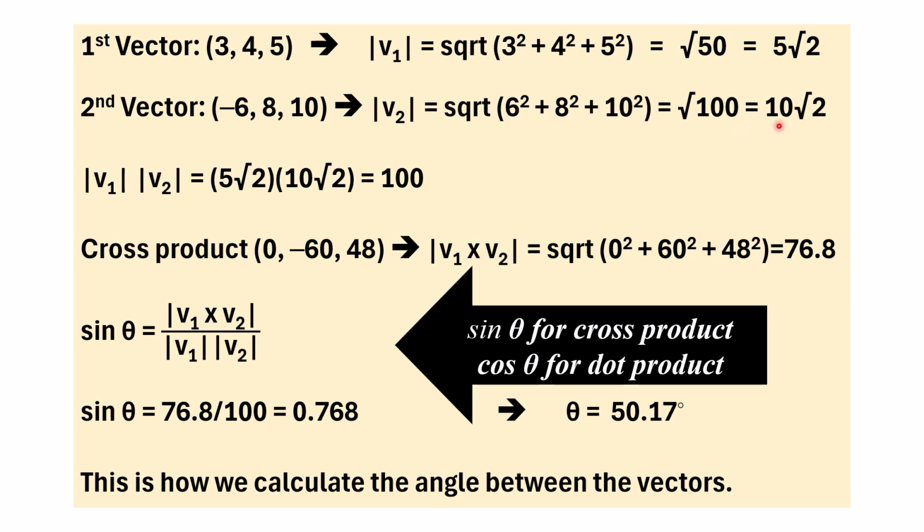So if you multiply the absolute magnitude of vector 1 and absolute magnitude of vector 2, you will get 100. 5 root 2 into 10 root 2, 5 into 10 is 50, root 2 into root 2 is 2, so you get 100 units as the absolute magnitude of vector 1 and vector 2 multiplied.